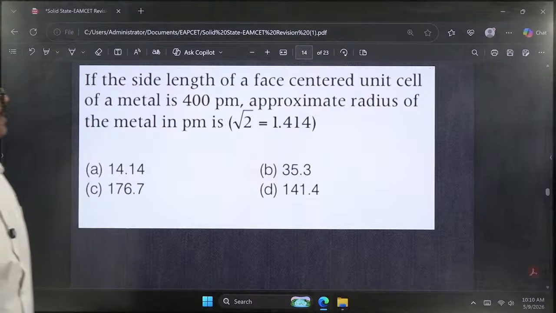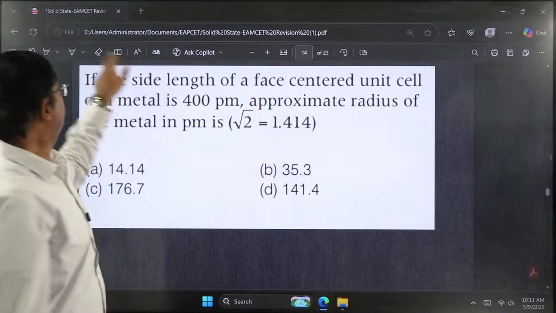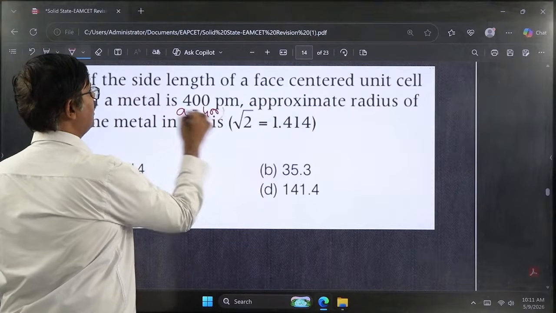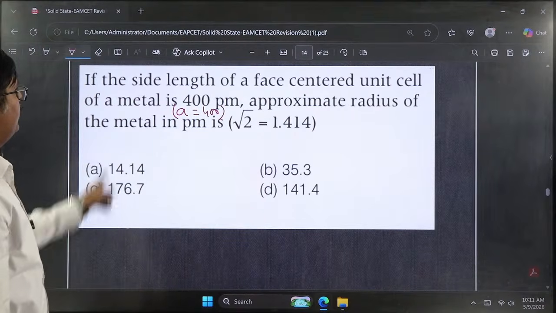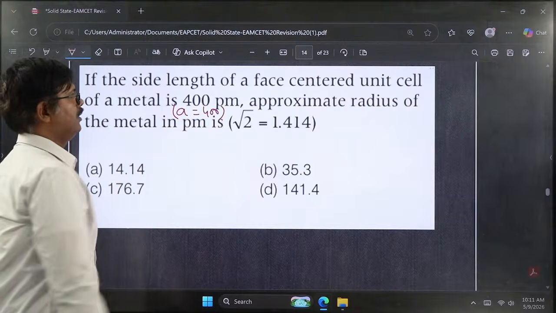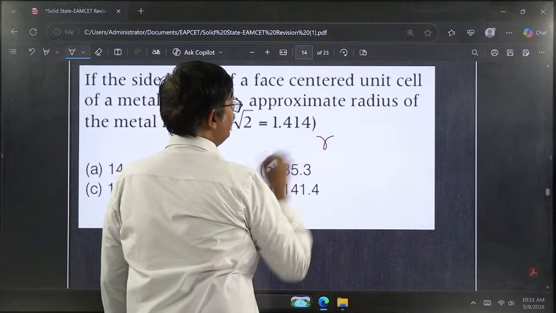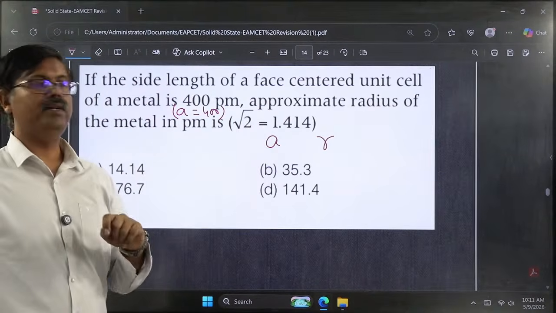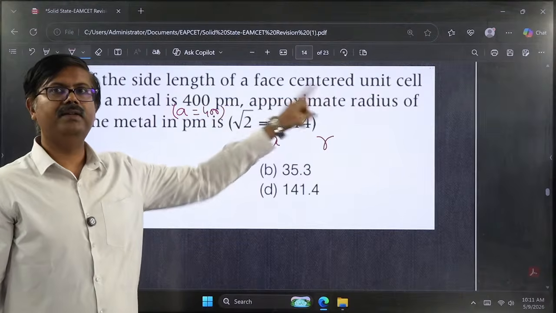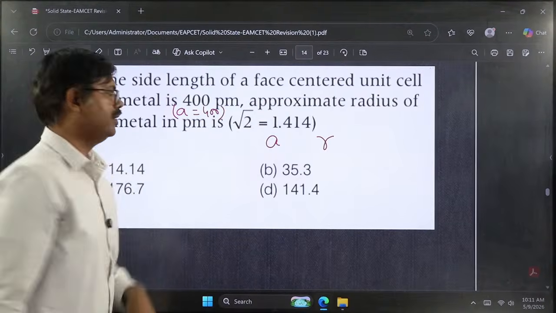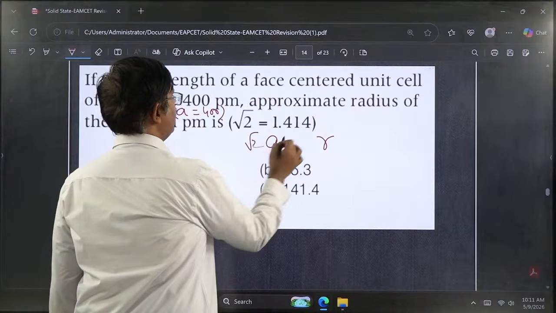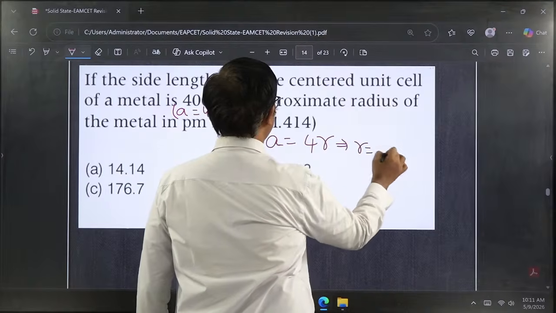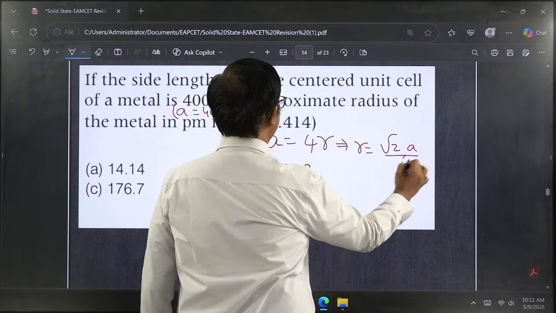If the side length of a face-centered unit cell is 400, side length means what? The a value is given as 400. The radius of the metal in picometers is asked. First find the relation between radius and the a value, which depends on the type of unit cell. For face-centered, what is the relation? Root 2 a is equal to 4R. Therefore, R is equal to root 2 a by 4.